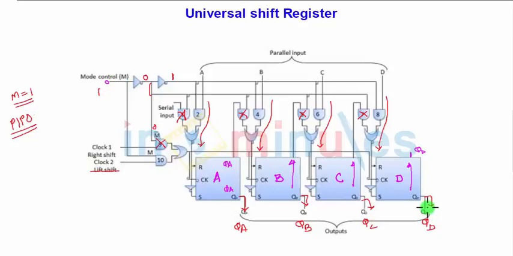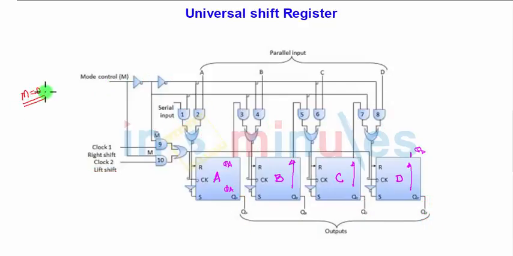Now let us see what happens when M is equal to 0. When M is equal to 0, shift right operation will be there. How? Let us put M is equal to 0 here. After the NOT gate it will become 1, and after another NOT gate it will become 0. Now let us see what combination changes here. Parallel data will not be allowed. Let us see how. First of all, M is 0, which is connected to AND gate number 10, so the AND gate output will be disabled.